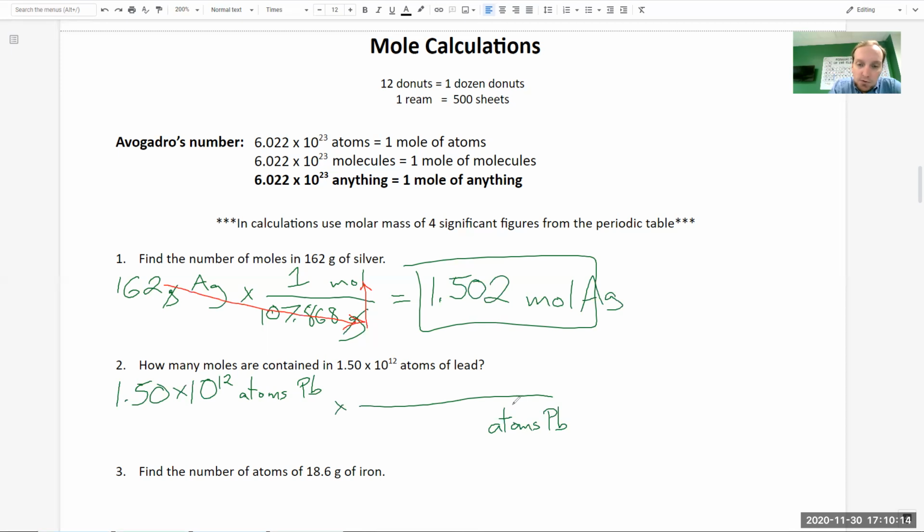And then they want to know moles. We can go directly to moles of Pb. The reason is we know the conversion of how many atoms there are per mole. We know that because it basically tells us right here. There's our atoms per mole.